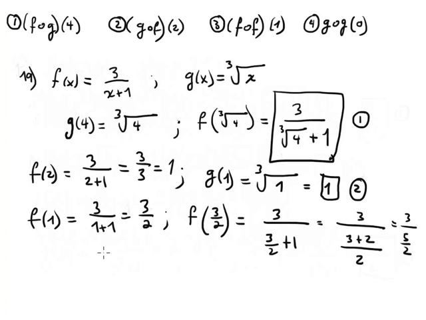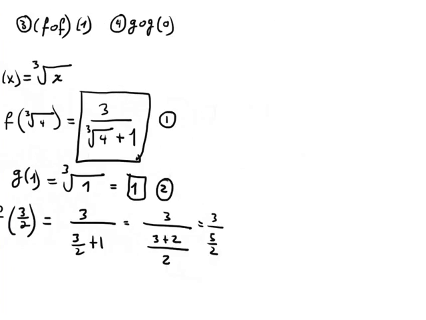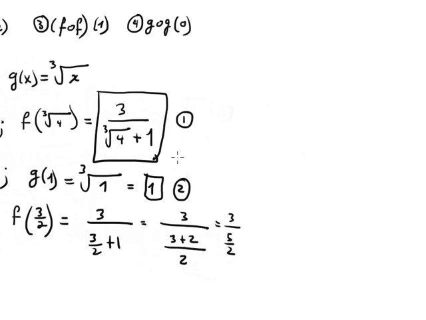Now, flip it. This is 3 over 1 times 2 over 5, which is 6 over 5. That's the option 3.